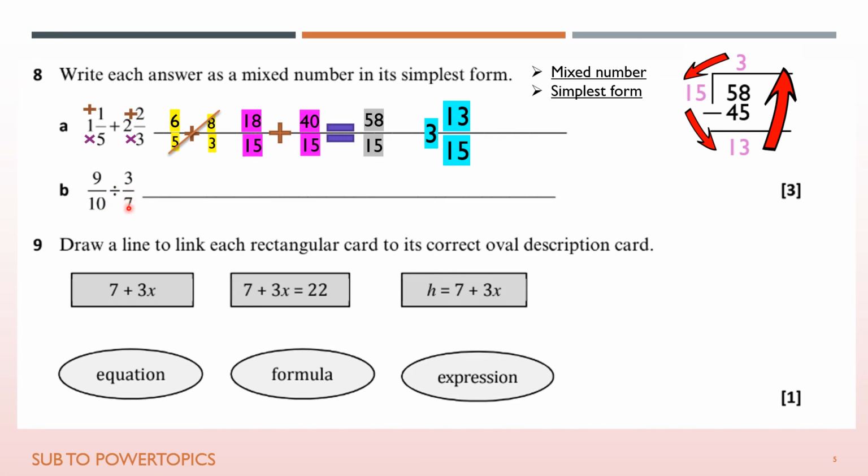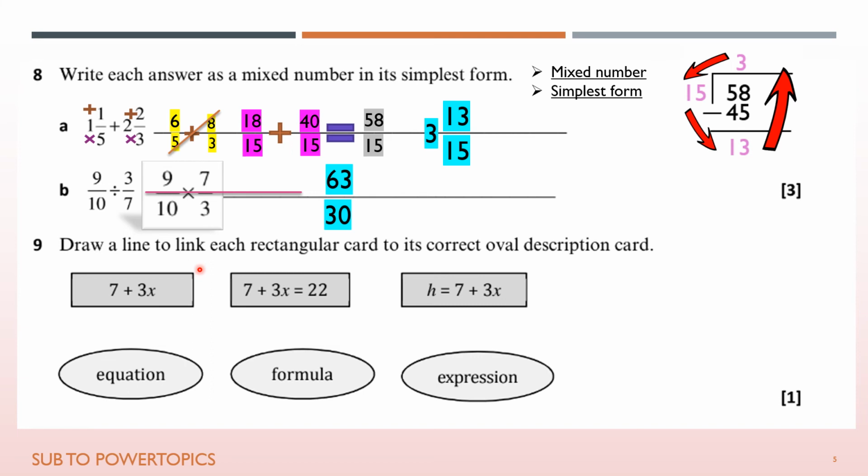9/10 divided by 3/7. So for division of fractions, we have to switch the operation here. If it's divide, we change it to multiplication, and we flip the right side to get 9/10 multiplied by 7/3. Now we can just multiply across to give us 63/30. You can also simplify your answer and write it. Let us move to question number 9.